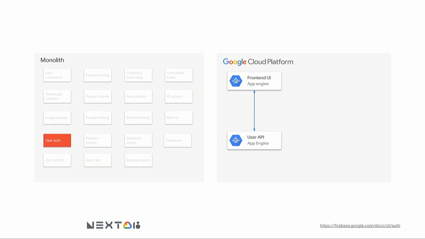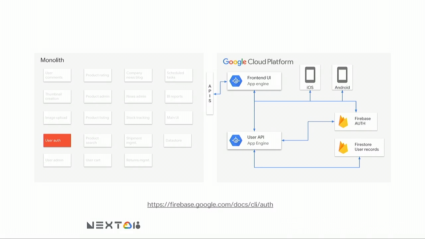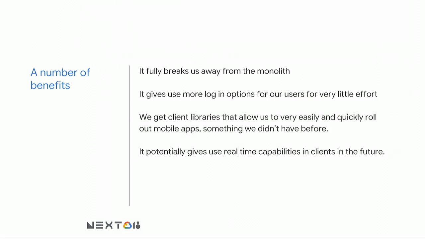We didn't do that. We decided to use Firebase Auth. And this is not necessarily a pitch just for Firebase Auth, just because it's Google. You could choose anything, but what we chose is to move completely away from the monolith. Now, we've got all these users over here, but with Firebase, we can use the CLI tool to import those existing users into Firebase Auth. The reason why we chose this is because it was a lot less work, and it gave us extra benefits. So it fully broke us away from the monolith.